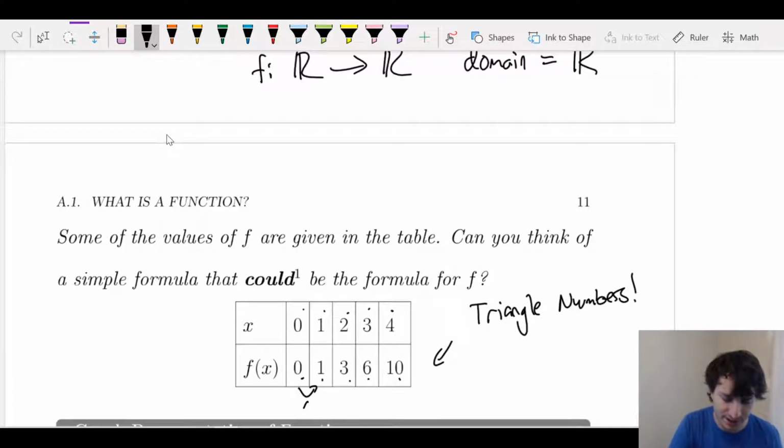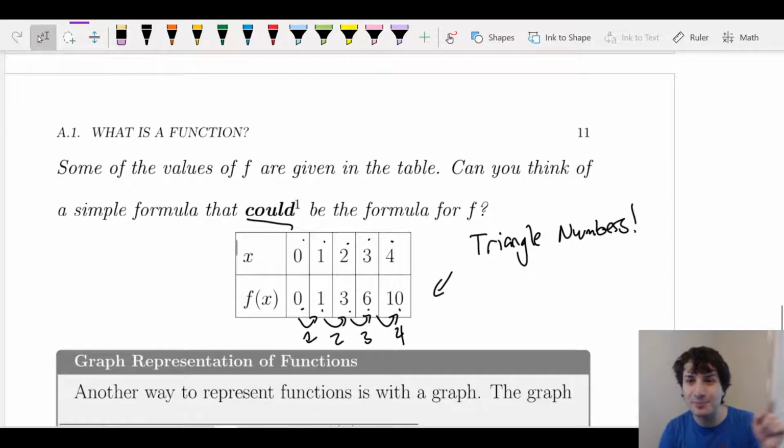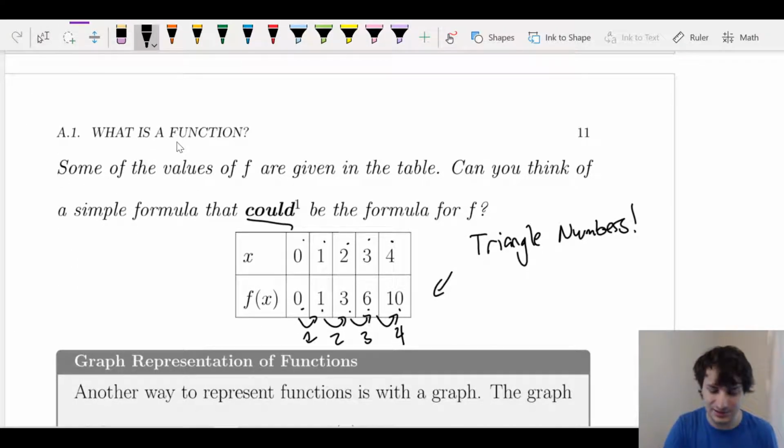So they go up by 1, then it goes up by 2, then it goes up by 3, and then it goes up by 4. So you have to figure out, can we figure out a formula for the function f based on this table? And of course, the "could" is important here. There are many possible formulas because we've only told you the value of f at 5 points. And so there are sort of infinitely many ways to fill in the gaps in between those 5 points. But one possible simple formula, and this is the formula for the sum of the first few numbers, is this, f of x.